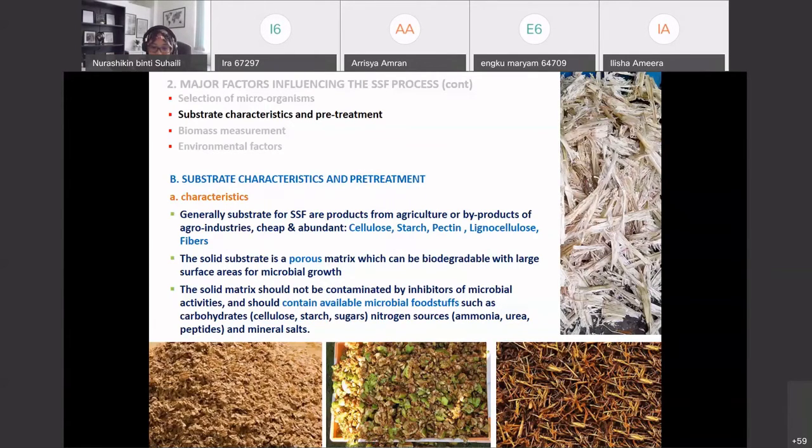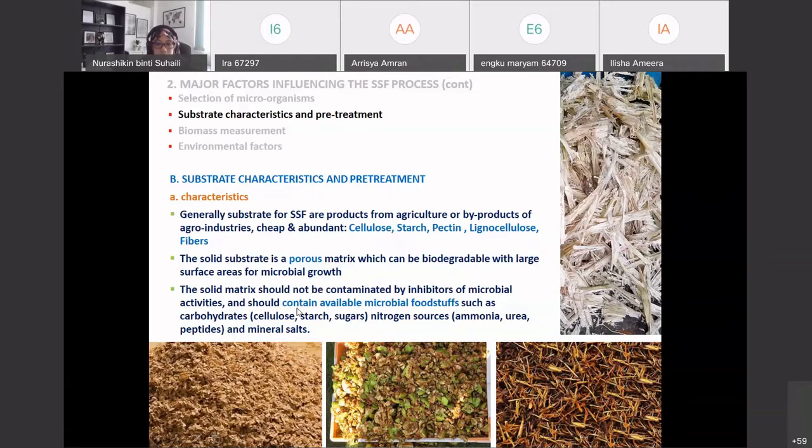It can be penetrated. Porous, something that can be penetrated by the microbes in order for the microbes to get whatever the sugars or the starch inside the substrate. Okay, so that is one of the important characteristics of the substrate for fermentation.